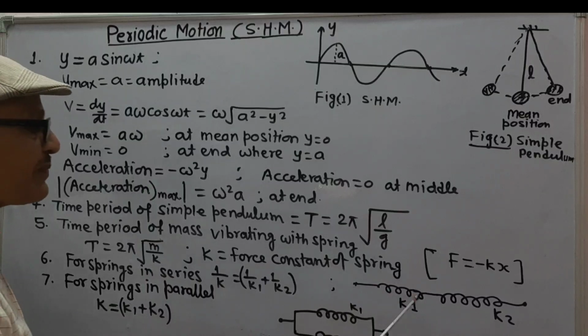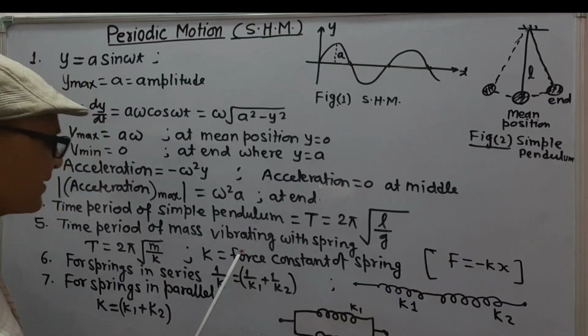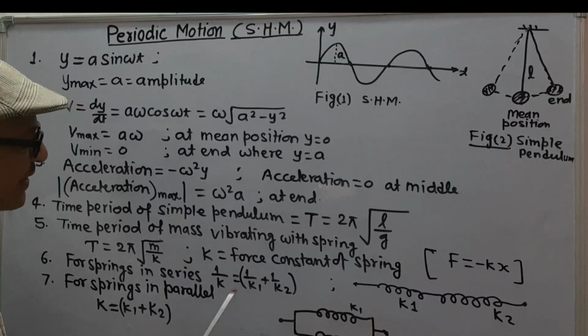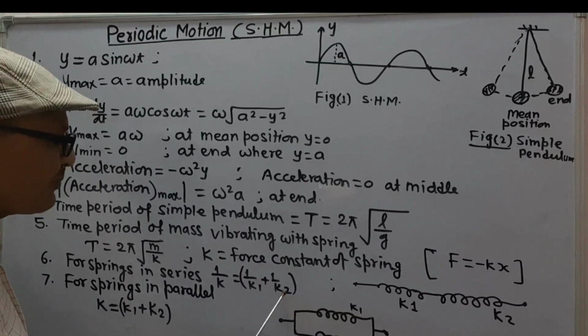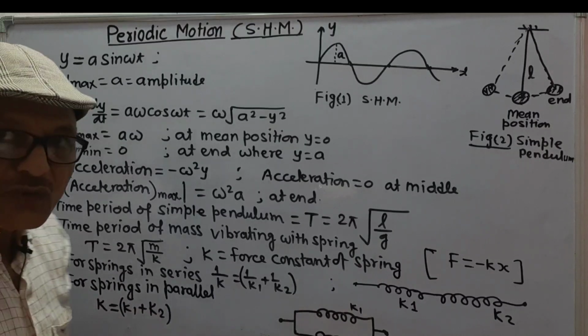For two springs connected in series, resultant k is given by the relation 1 upon k is equal to 1 upon k1 plus 1 upon k2, and for two springs connected in parallel like this, resultant k is given by the relation k is equal to k1 plus k2.